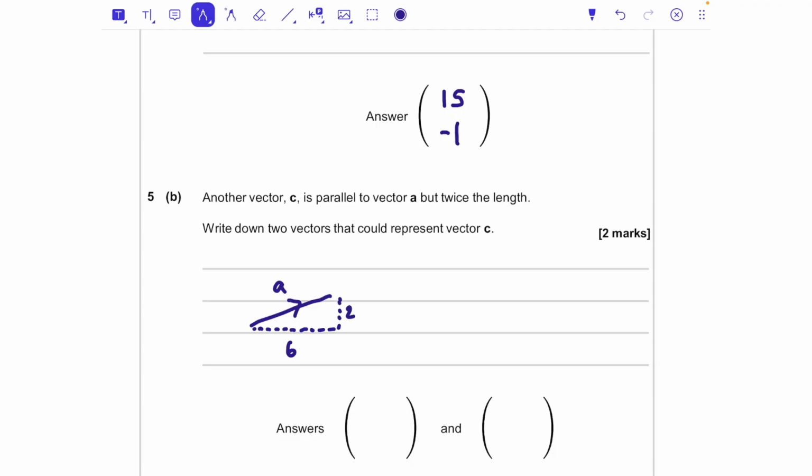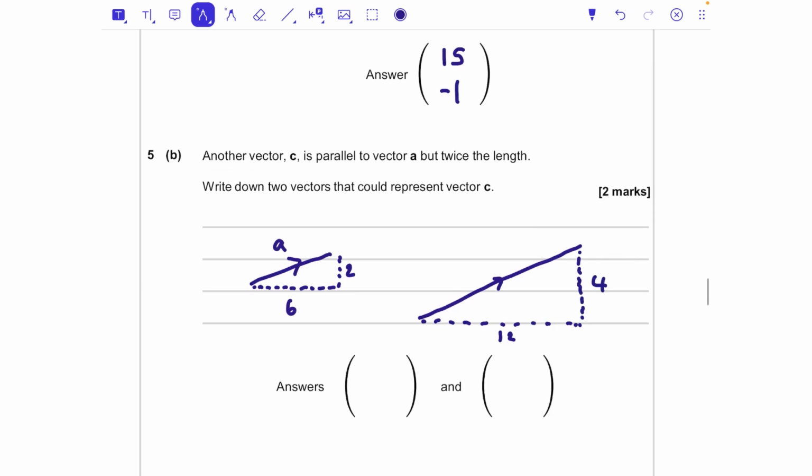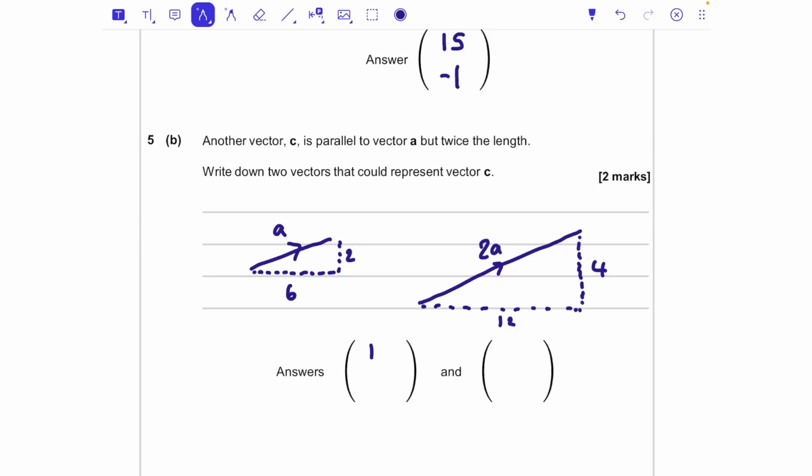Now, if I want to go twice as long, but parallel, then it would need to go 12 across and it would need to go 4 up. So the first answer for 2A would be (12, 4). It's just twice as long. Now you might be thinking, well, what's another one? But if you think about the vector that goes this way, it's still parallel. It's just going in the opposite direction. So instead of going 12 right and 4 up, it's going to go 12 left and 4 down. So that would be (-12, -4), and that would be parallel, just going in the opposite direction.